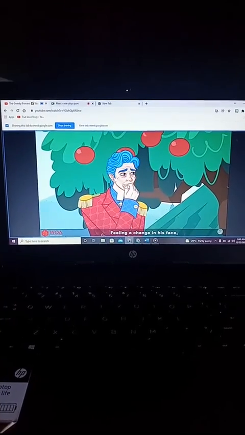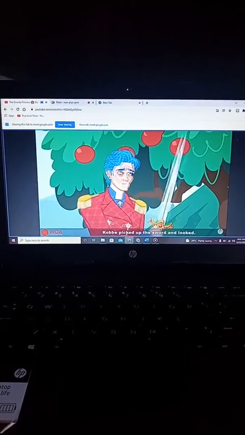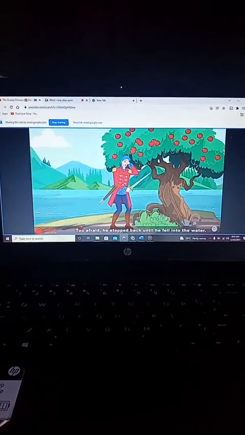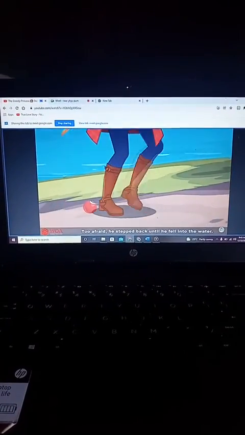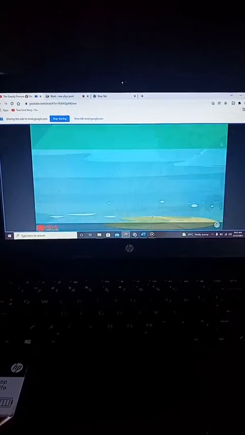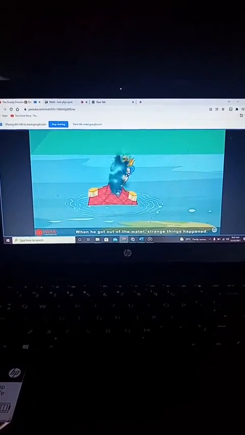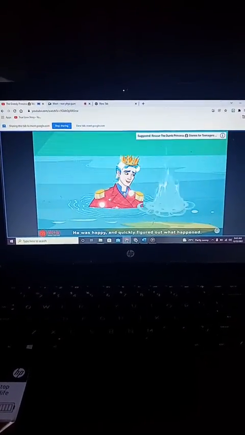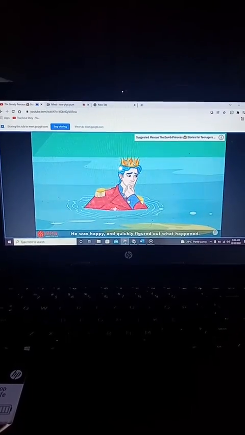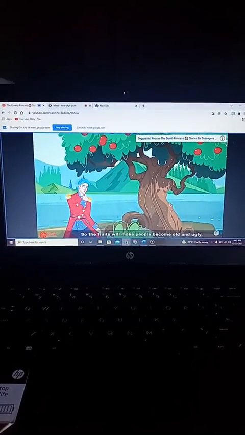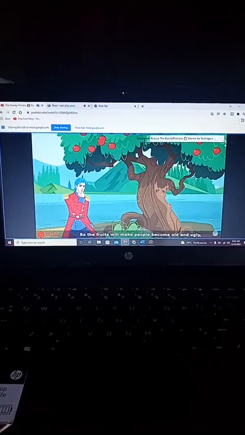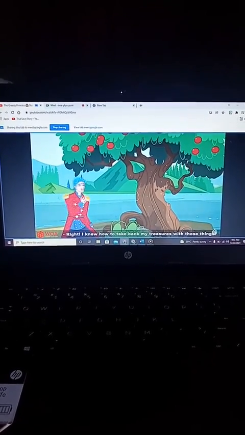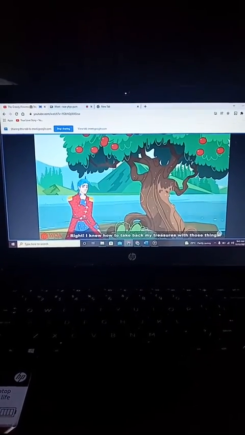Feeling a change in his face, Kobe picked up the sword and looked. He was startled to see himself old and ugly. Too afraid, he stepped back until he fell into the water. When he got out of the water, strange things happened. Kobe returned to his youth. He was happy and quickly figured out what happened. So the fruits will make people become old and ugly, while the stream makes them young again. Right! I know how to take back my treasures with those things.